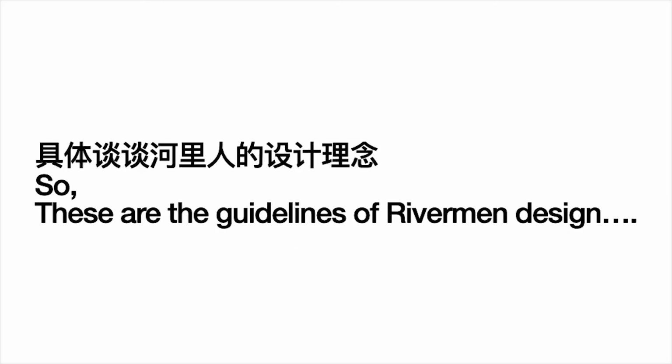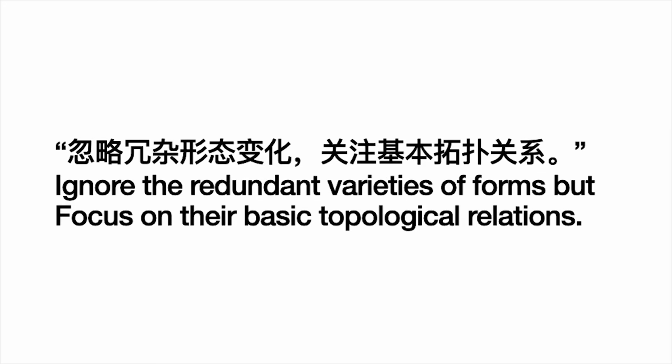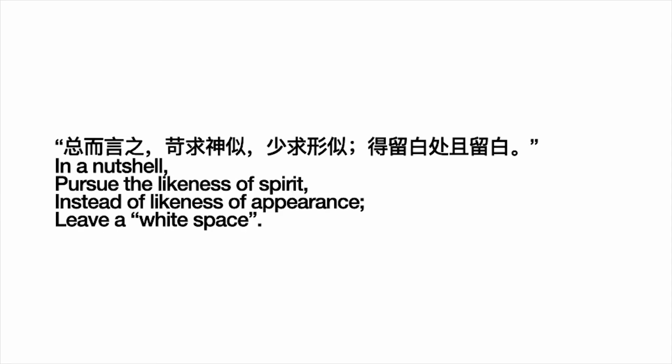So these are the guidelines of a Riverman design. Firstly, abstract a whole homogenized form or polygon and deform it into a cube. Second, ignore the redundant varieties of forms, but focus on their basic topological relations. And the third, replace the details in texture with models. In a nutshell, pursue the likeness of spirit instead of the likeness of appearance. Leave a white space.